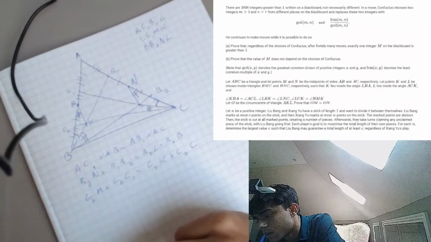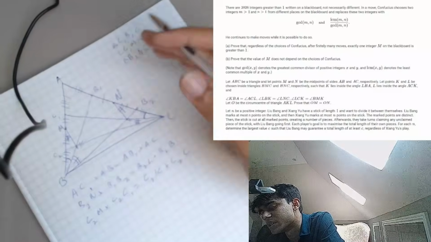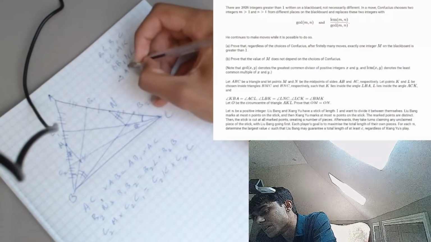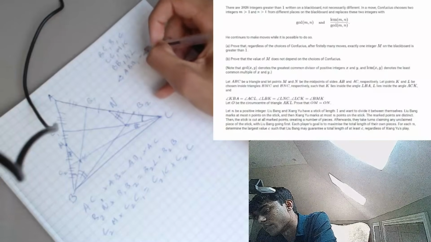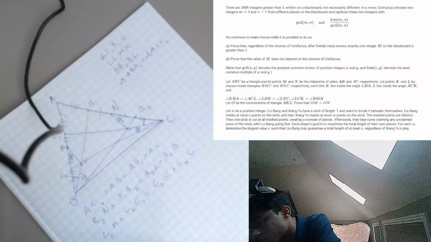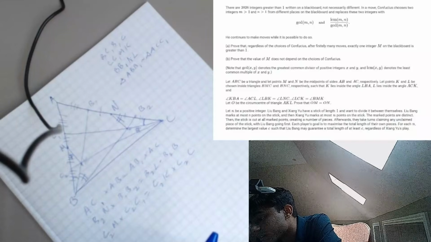Okay, I mean, more than cyclic quads, we have a few similar triangles here. We have the triangle ABB1. It's similar to triangle ACC1.